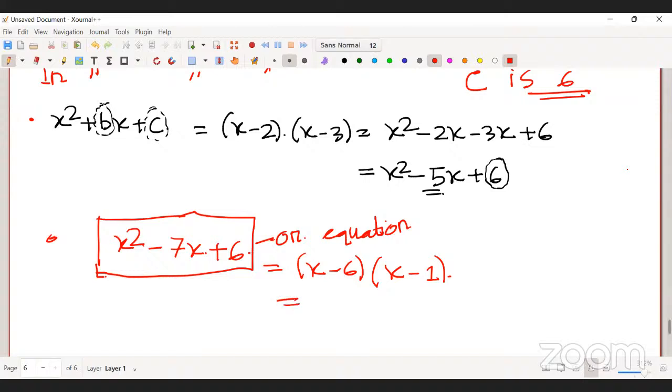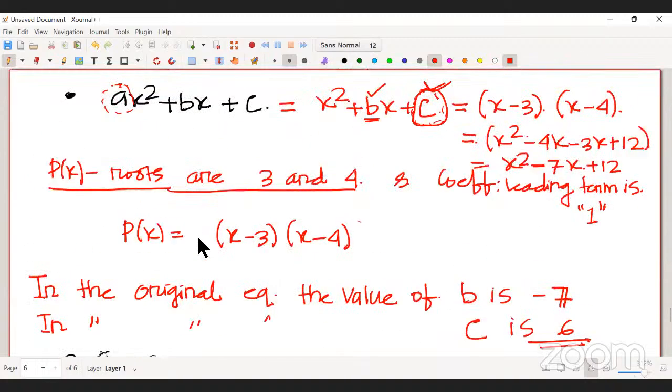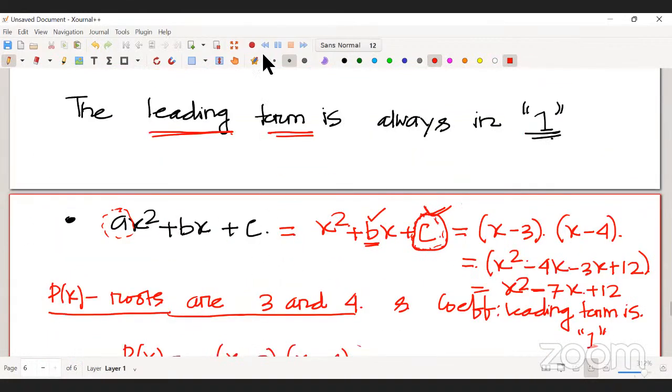If I multiply, what am I getting? x square minus x minus 6x plus 6, which is okay. Yeah, correct. So the roots of this original equation are basically 6 and 1. Is it clear? Yes, sir. Okay, fine.